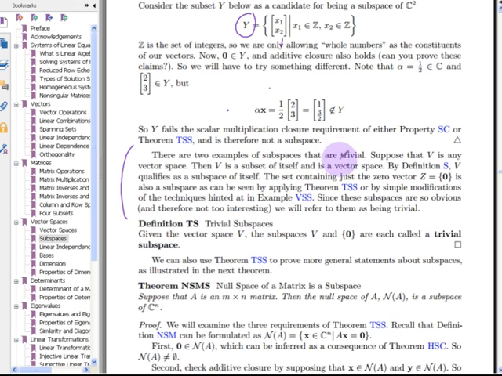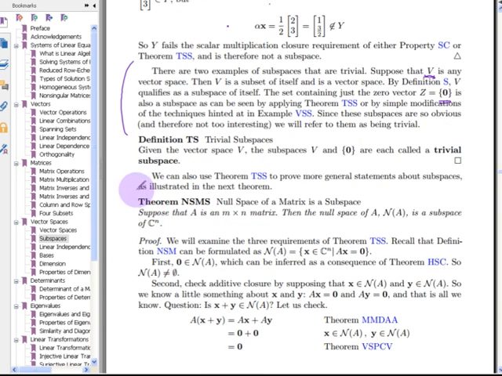Okay, there are some examples of subspaces that are trivial. A vector space is a subspace of itself, and the 0 vector is also always a subspace. But these are not very interesting. Okay, so let's go to something more interesting, something that we've seen before.